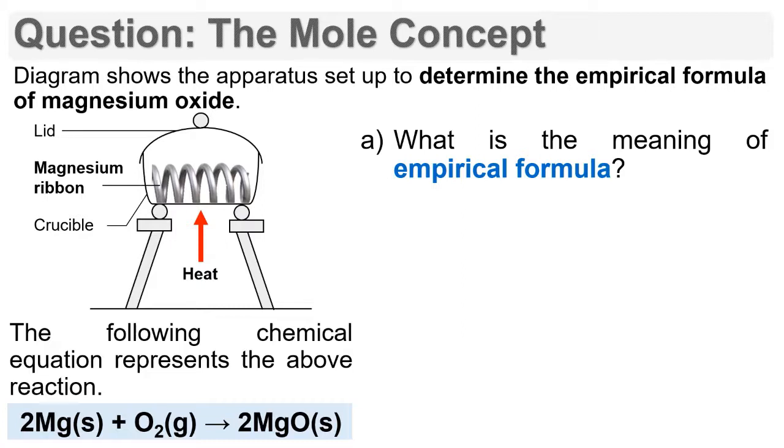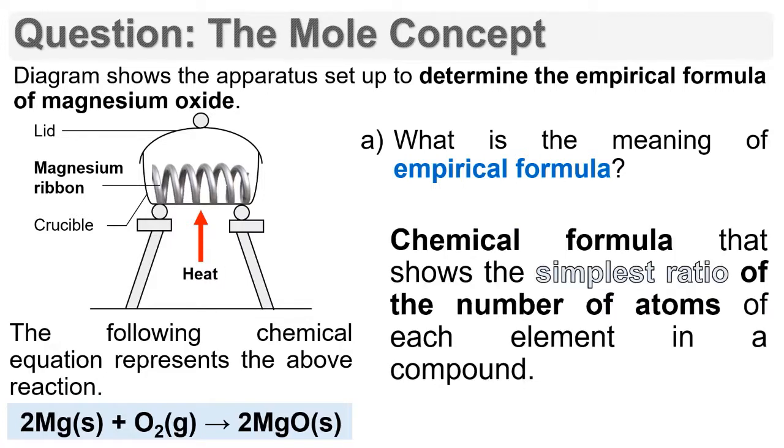A. What is the meaning of empirical formula? As you can see from this question, definition is very important, so make sure you know the definition of all the important concepts. The answer to this question: empirical formula is the chemical formula that shows the simplest ratio of the number of atoms of each element in a compound. The key words are chemical formula and the simplest ratio of the number of atoms.